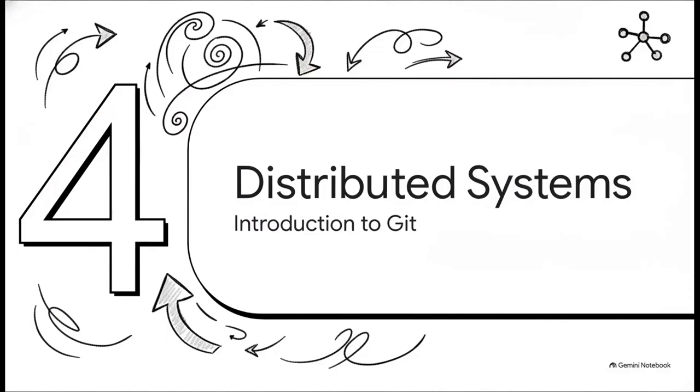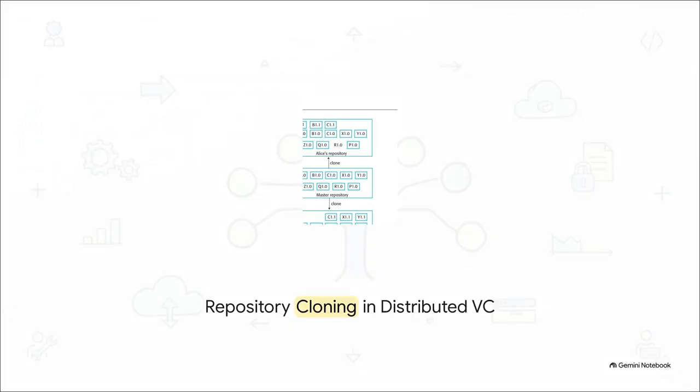Which brings us to part 4, distributed systems, and specifically Git. Let's see how this builds into the modern evolution of these tools. In a distributed version control system like Git, we handle things completely differently. We don't just check out a few isolated files.